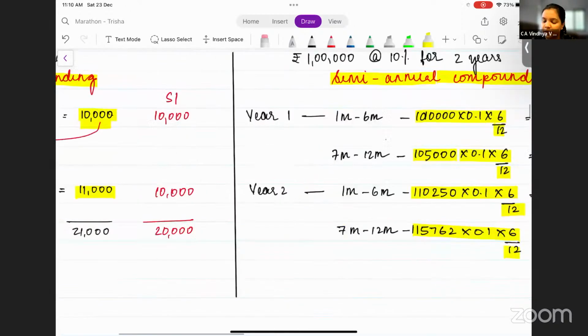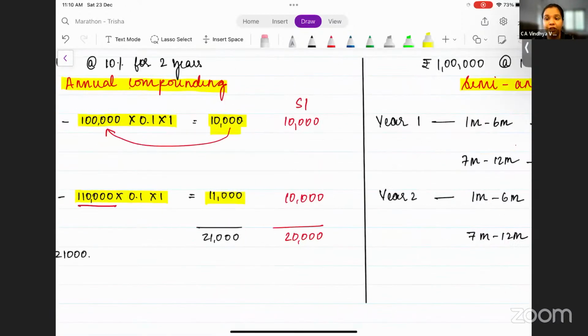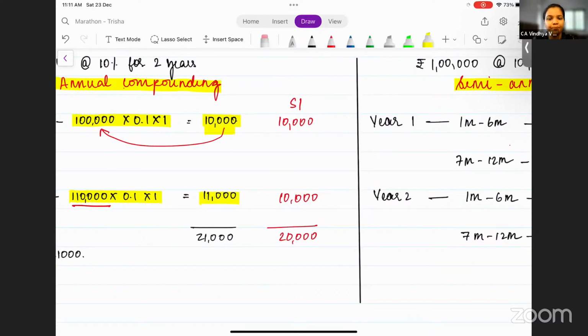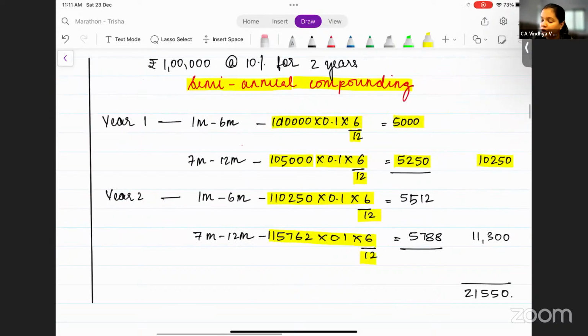What is that? Now, if you observe carefully, can I say total compound interest is always greater than simple interest? Total compound interest. Here you got 21,000. Here you got 21,550. Total compound interest is greater than simple interest. Correct? What was simple interest? 20,000.